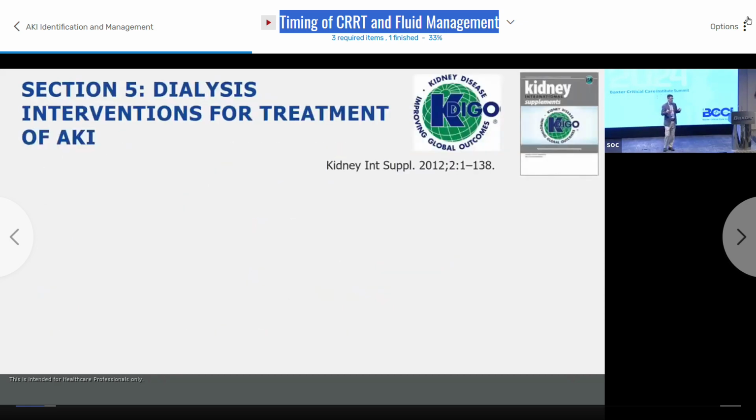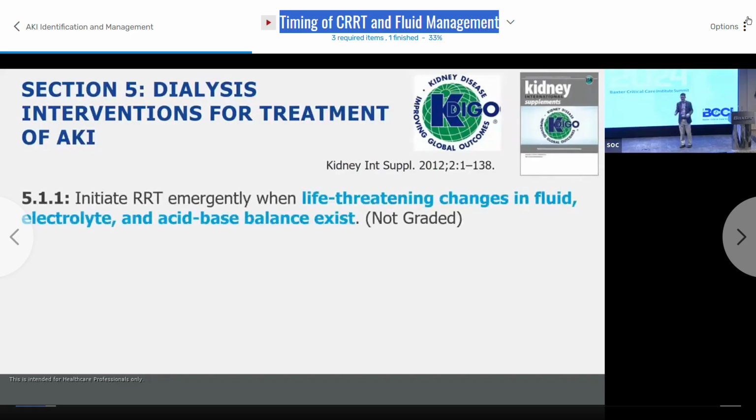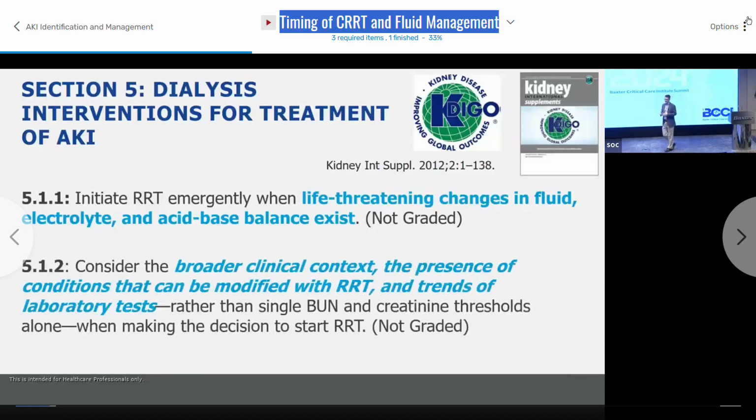So let's go back to the KDIGO guidelines that Dr. Goldstein talked about before. What do they say? So KDIGO says that we should start dialysis for life-threatening changes in fluid, electrolyte, acid base. I think that is a no-brainer. It's not graded, but it is a no-brainer a little bit. But they go on to say that we need to consider the broader clinical context, the presence of conditions that may or may not be modified by dialysis, and the trends in laboratory tests rather than single measurements here or there to make decisions. Okay?